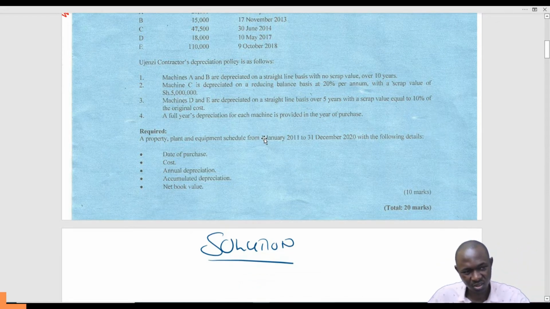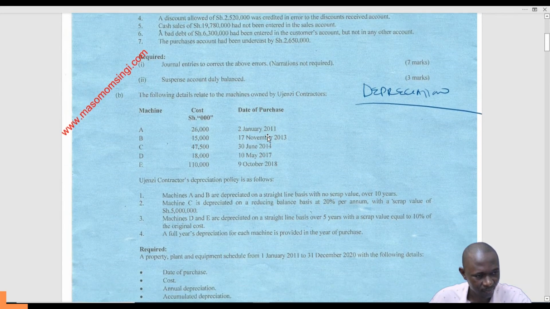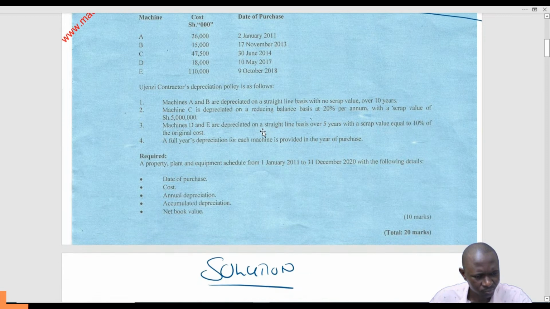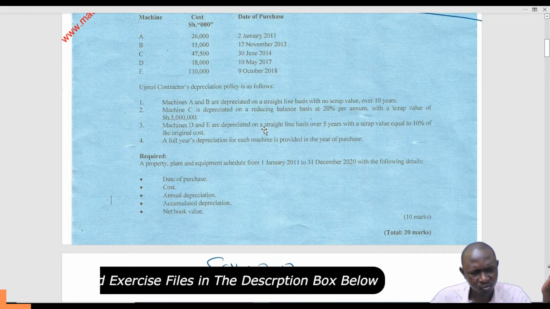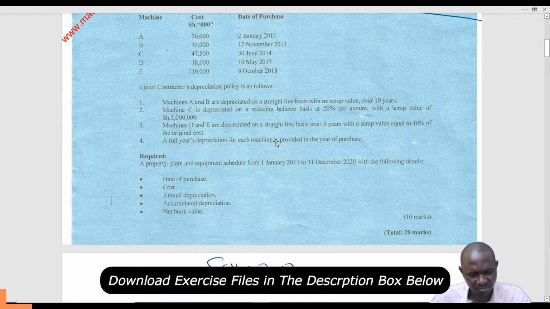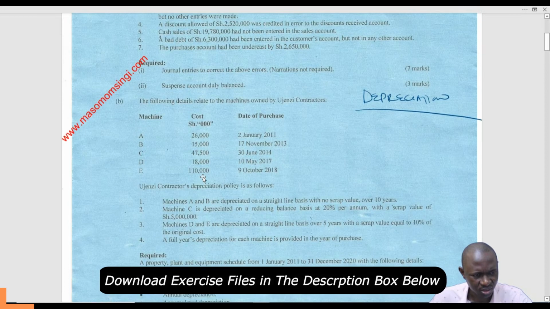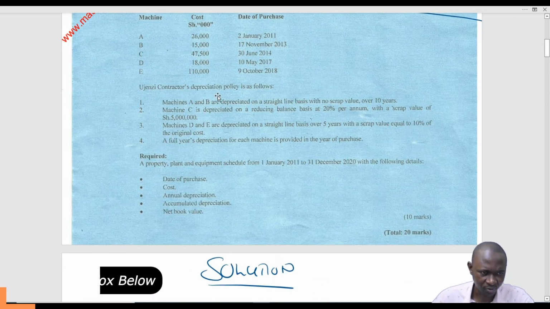These are quite good questions, testing on the straight line method with no scrap value, the straight line method with scrap value, and the reducing balance method with scrap value. Those are the three things that are being tested here, and of course you have to know how to come up with a schedule that captures all these things. So we'll go straight into workings, after which we'll prepare the schedule.